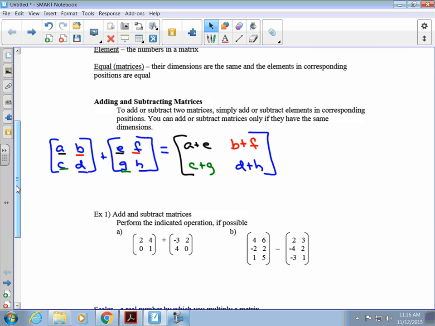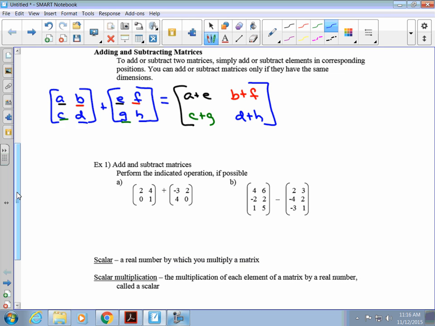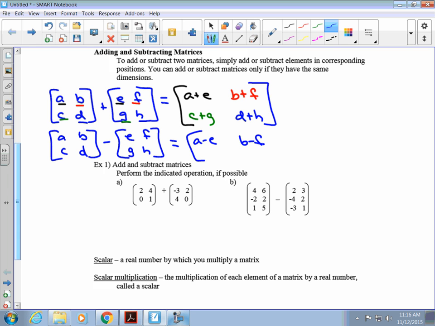The same thing is true if we end up doing a subtraction problem. So we're going to have A, B, and C, D. And again, we'll subtract these same two matrices. And this time it'll be A minus E, and B minus F, and C minus G, and D minus H. And so that's what our matrix would be in that case.